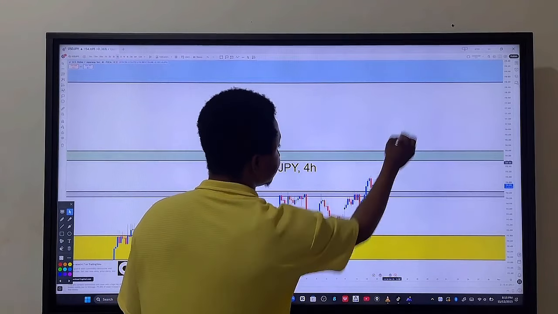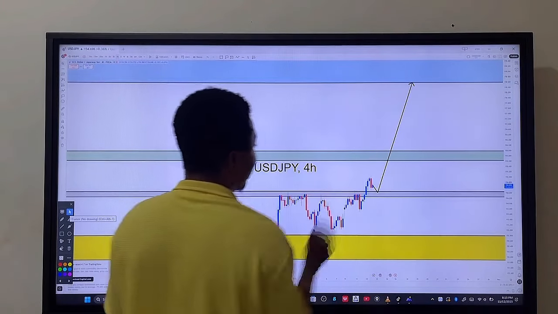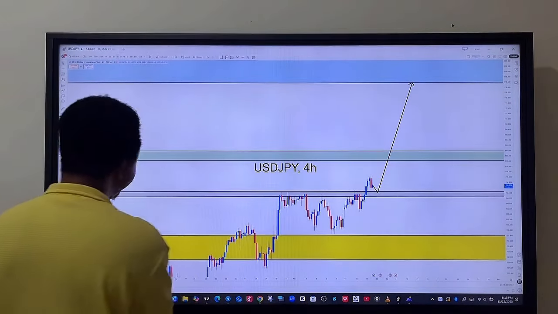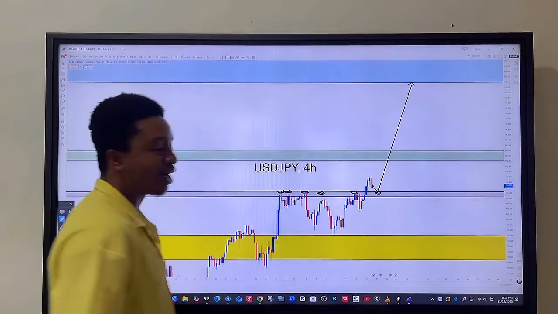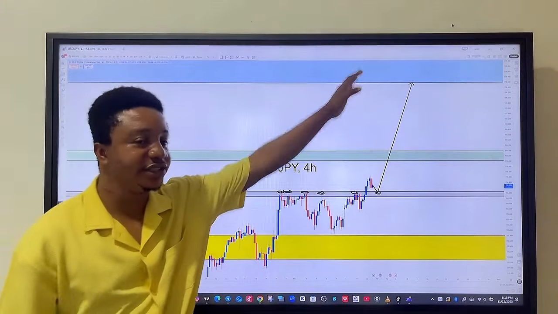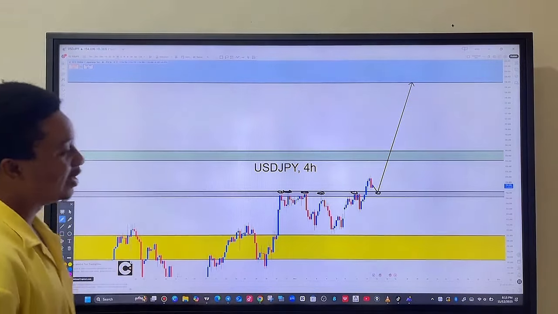So once price is able to complete the retest on this one resistance as support, that's where you come in and then find buying opportunities to the upside. So USD JPY, this is also a full and complete technical analysis.